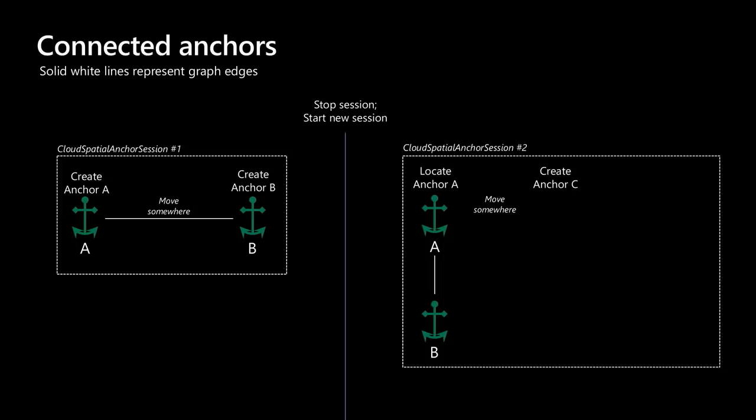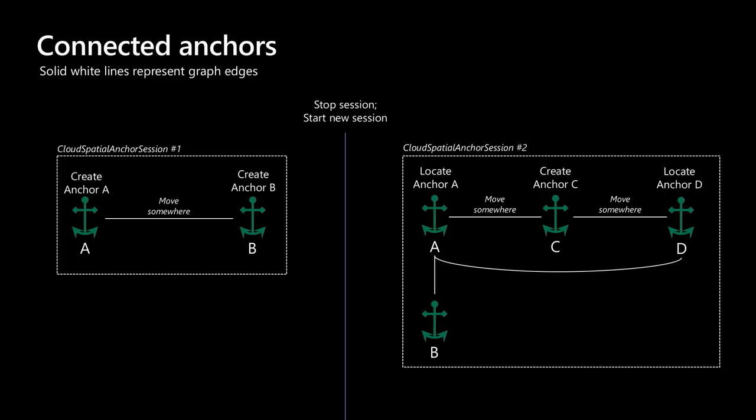If we then move somewhere and create anchor C, A and C will now be connected. They'll be connected because we knew the location of both of them in the real world in the same session. Now let's move somewhere else. So we walked over to that corner, and we locate anchor D. And anchor D is an anchor that we placed a month ago, and it hasn't interacted with anything since. But we're able to locate it by ID, and what happens then is C and D are connected, and A and D are connected. And they're connected again because we knew the location of all of them at the same time. So what does this mean for you when you're writing apps?